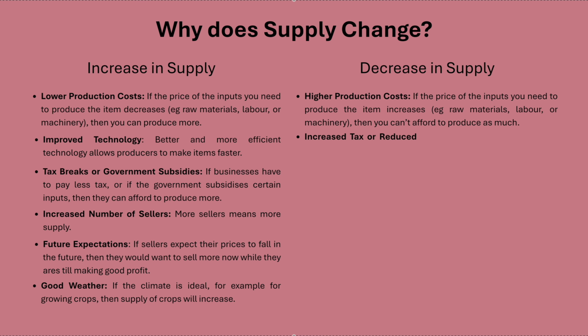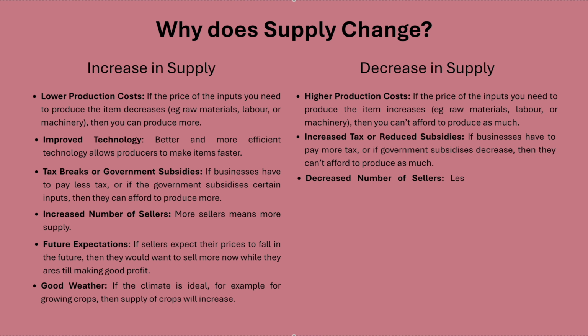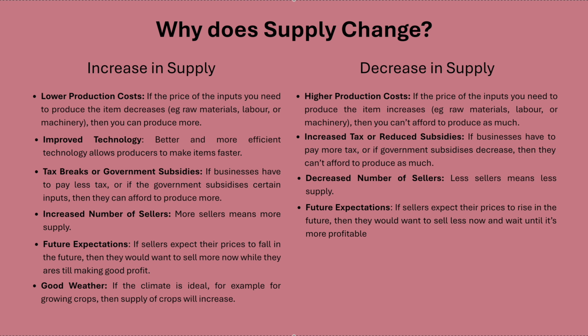Increased tax. If a business has to pay more tax, then they don't have as much money to spend on making their products. Or if the government provides less subsidies to the business, then they have to pay more, so they can't produce as much. Decreased number of sellers. If there are a bunch of cafes that close down, then the supply of coffee decreases, for example. Future expectations. If sellers expect their prices to rise in the future, then they would want to sell less now and wait until it's more profitable.